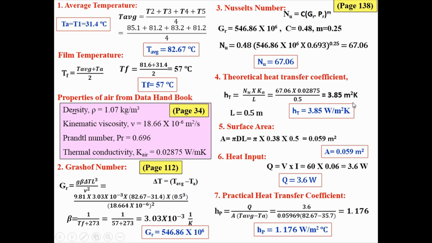Okay, that is watt per meter square Kelvin. So now I got HT is equal to 3.85 watt per meter square Kelvin.